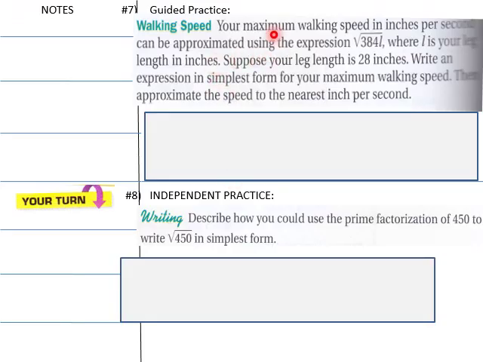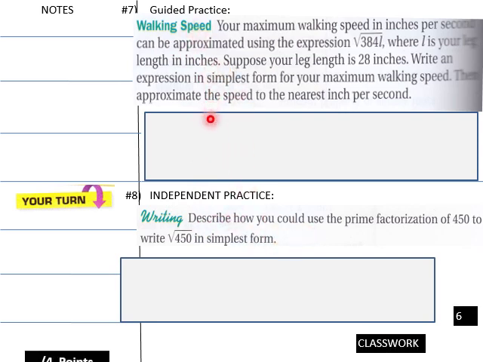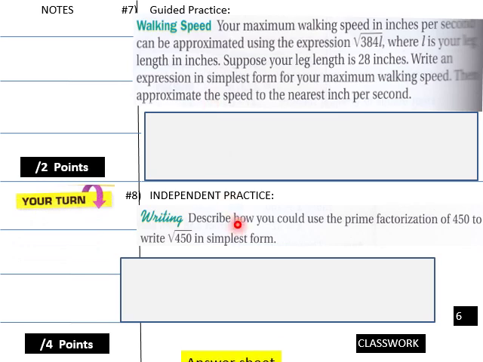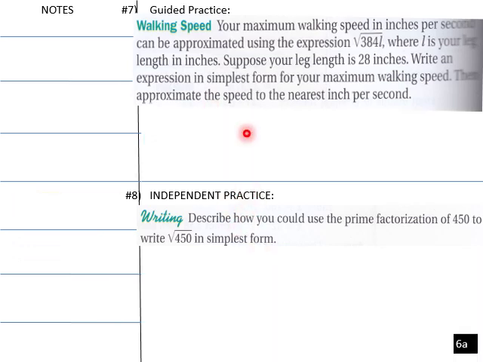Okay, let's try one here. Your maximum walking speed in inches per second can be approximated using the expression radical 384L, where L is your leg length in inches. Suppose your leg length is 28 inches. Write an expression in simplest form for your maximum walking speed. Then approximate the speed to the nearest inch per second. Okay, so that is our guided. Students, this is yours down here. Let's get on this guided practice up here so you can get on your independent practice down here.